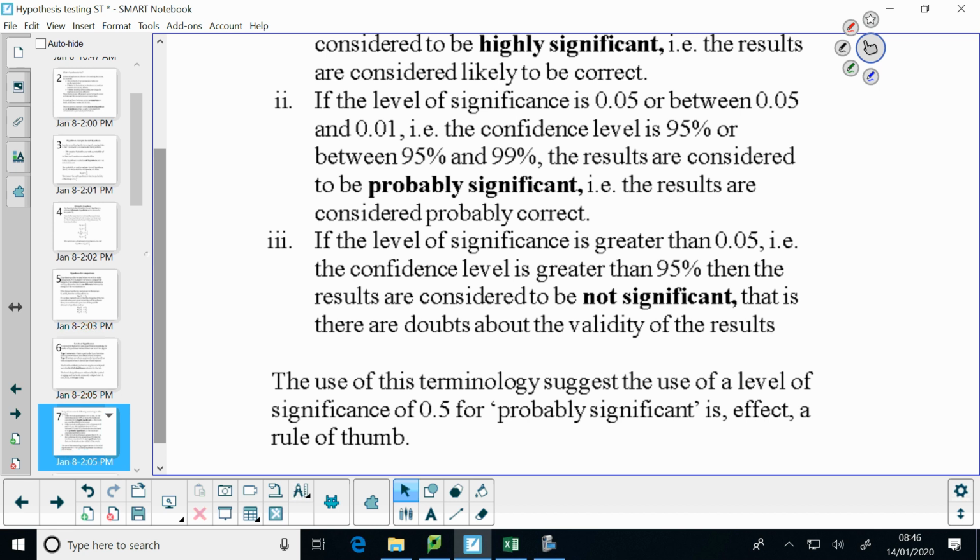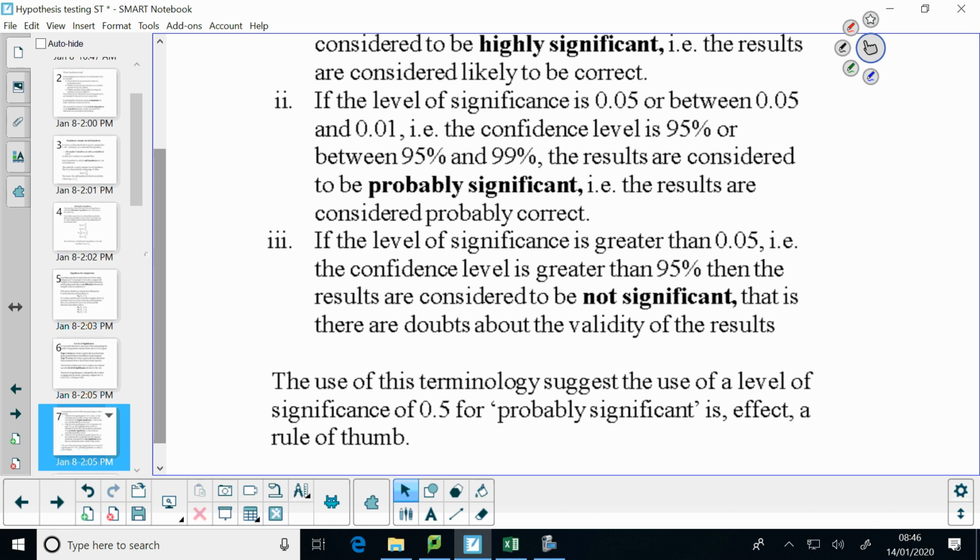How confident you need to be depends on the situation. If you're talking about bringing a new drug to market, you're likely to want to be more confident that it's not got certain side effects, for instance, than you would be about a machine making widgets, whether they were big enough or not. It depends on the importance of the answer.